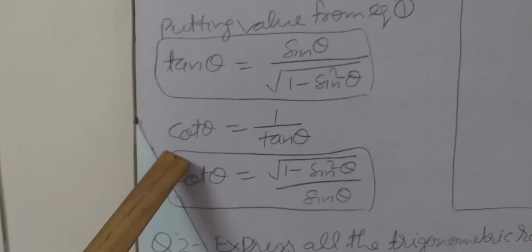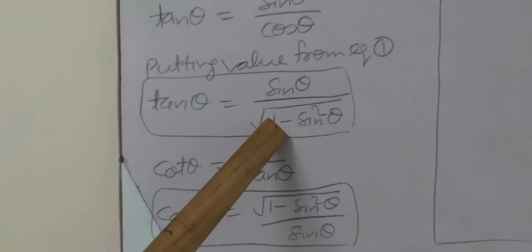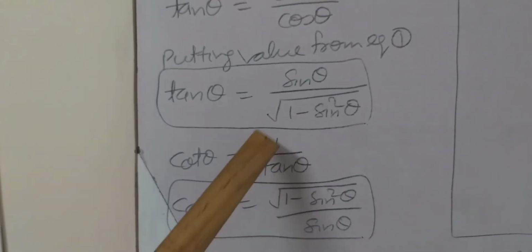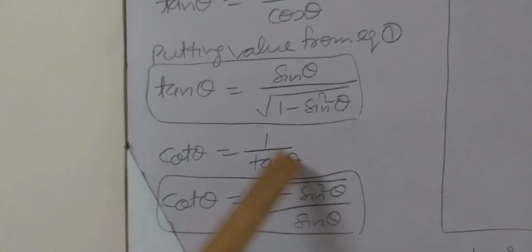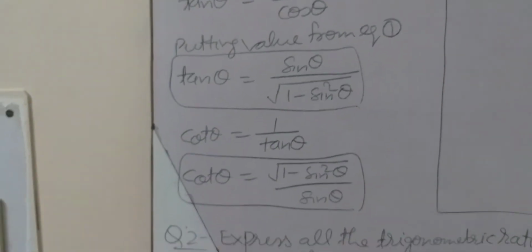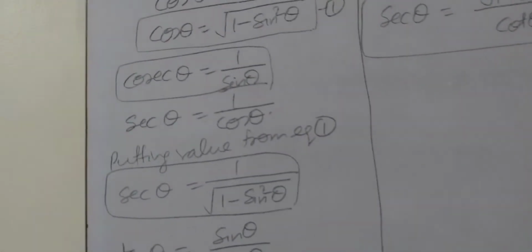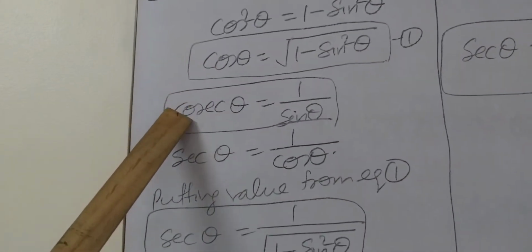Now student, you know cot is the reciprocal of tan. Cot theta equals 1 upon tan. So the reciprocal of tan theta will be the value of cot theta. So cot theta equals root 1 minus sin square theta upon sin theta, the reciprocal of tan. So now student, you can see by using these identities and changing, we have easily changed all remaining 5 trigonometric ratios in terms of sine.